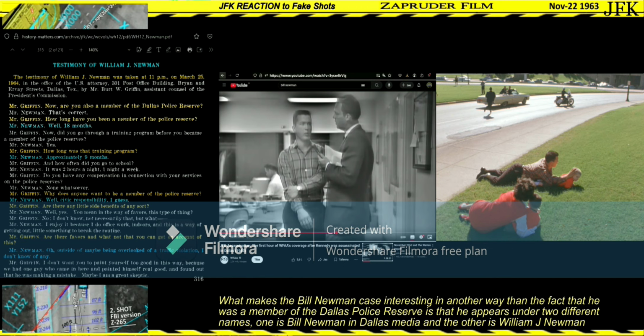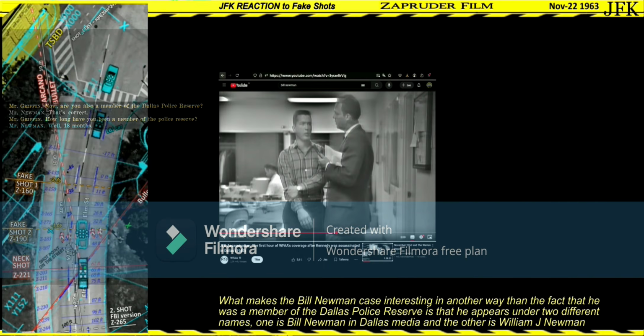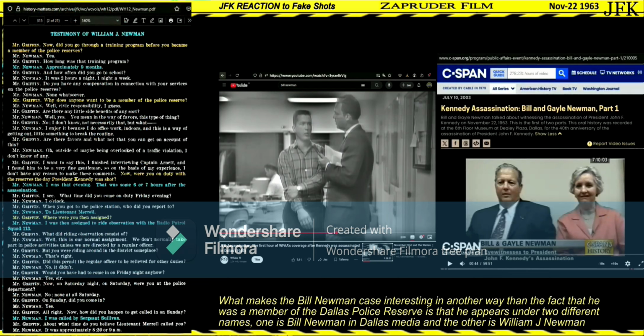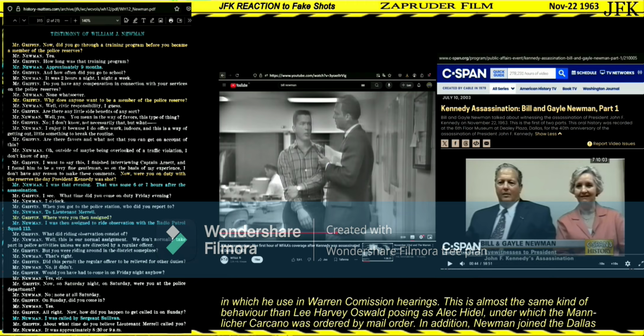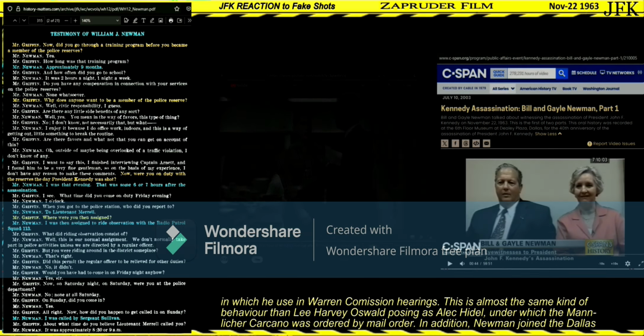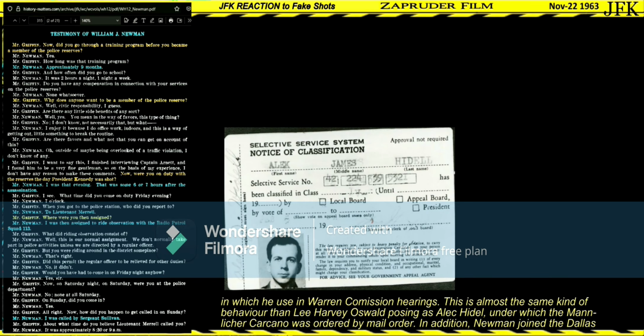What makes the Bill Newman case interesting in another way than the fact that he was a member of the Dallas Police Reserve is that he appears under 2 different names. One is Bill Newman in Dallas media and the other is William J. Newman, which he used in Warren Commission hearings. This is almost the same kind of behavior as Lee Harvey Oswald posing as Alec Hidell, under which the Mannlicher Carcano was ordered by mail order.